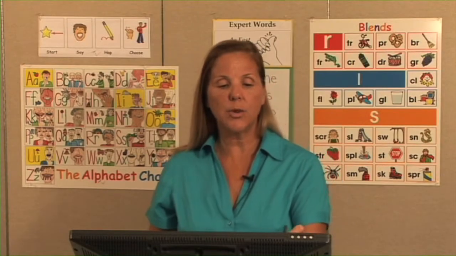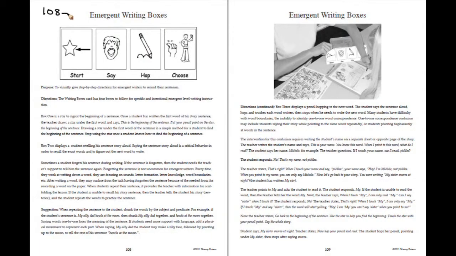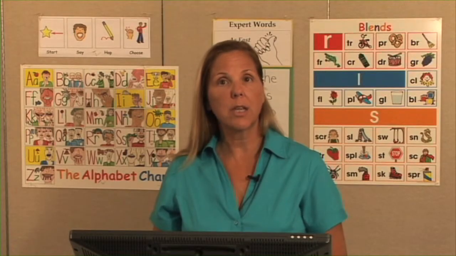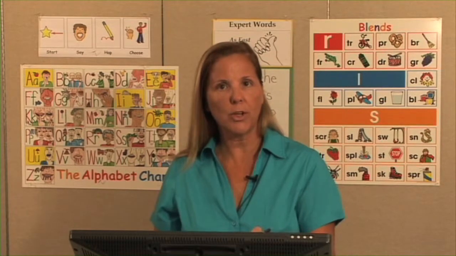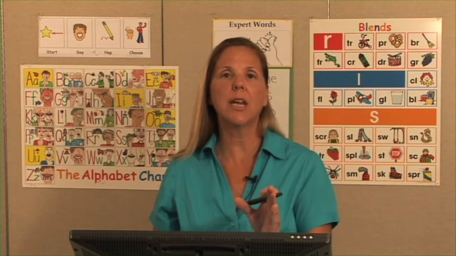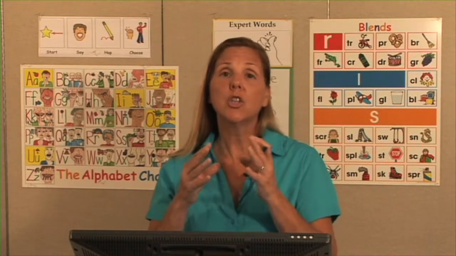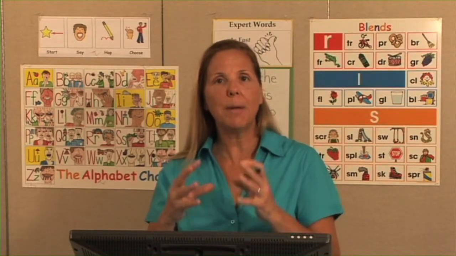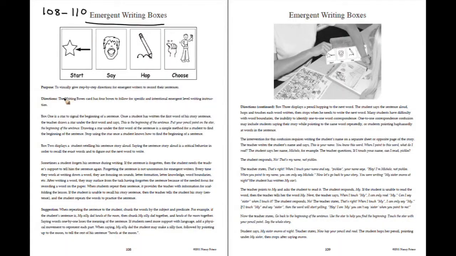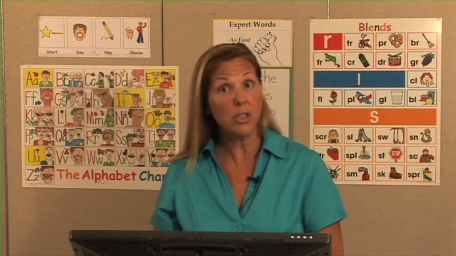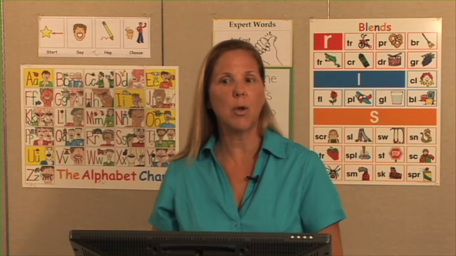On pages 108 through 110 are the directions for the emergent writing box. These boxes are so important to that emergent writing group because they are going to specifically, with direct instruction steps, show children how to independently write a sentence. So I have directions on 108 and 110 for you to refer to as you are teaching this small group.